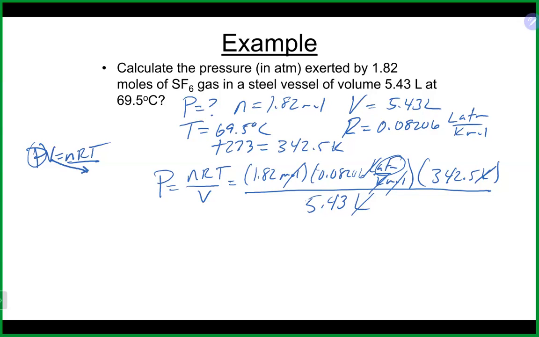And 1.82 times 0.08206 times 342.5, hit equals, divide by 5.43. We're going to go with 9.42 atmospheres as our pressure in this case. Any questions on that?